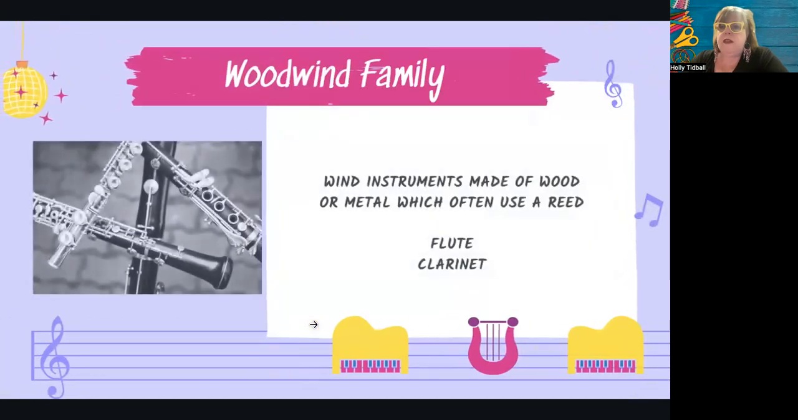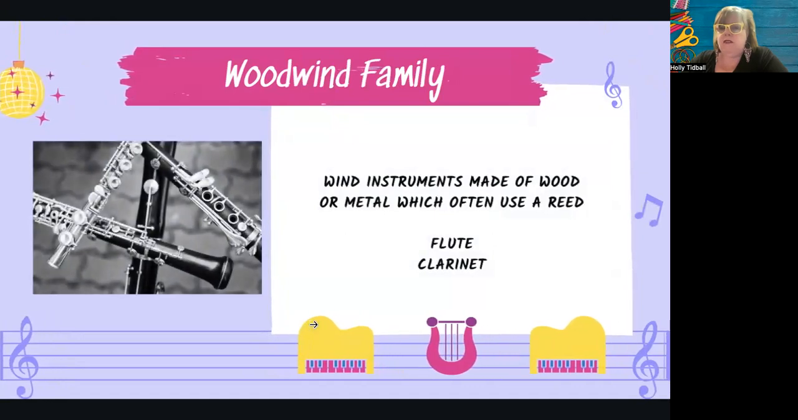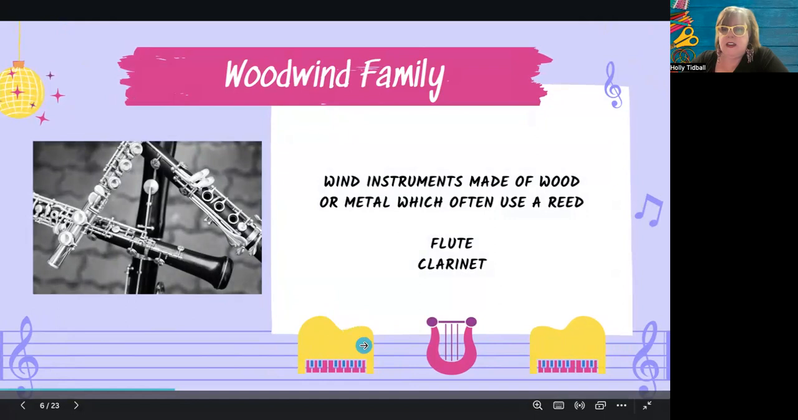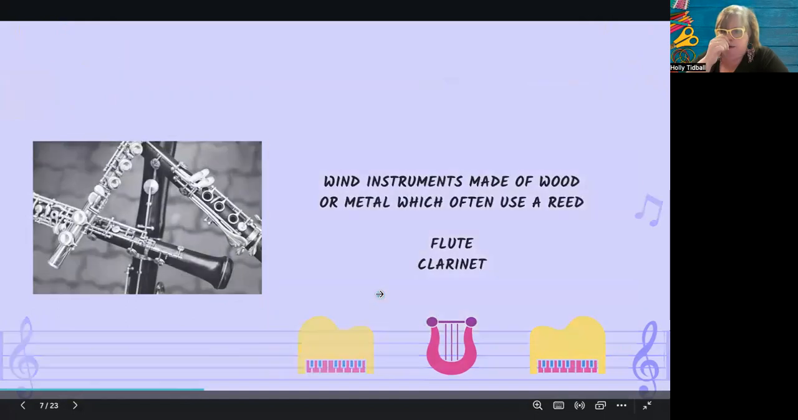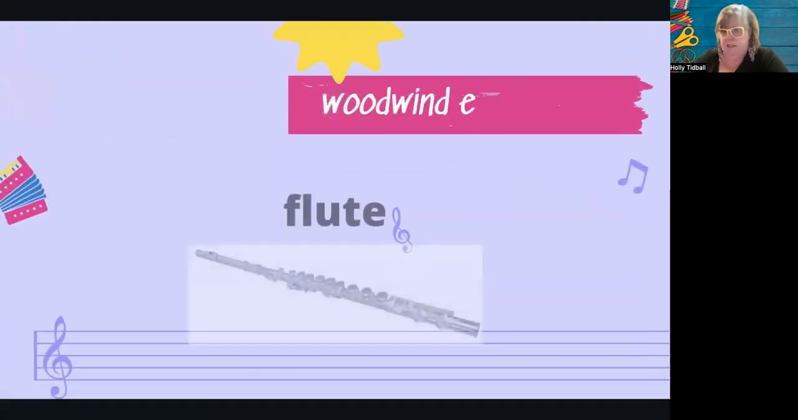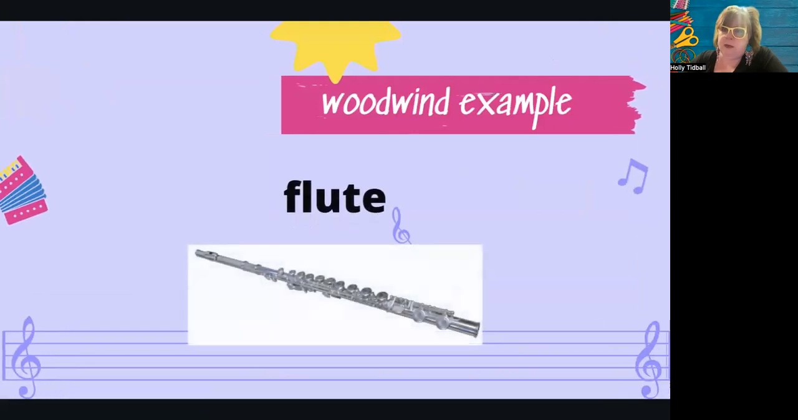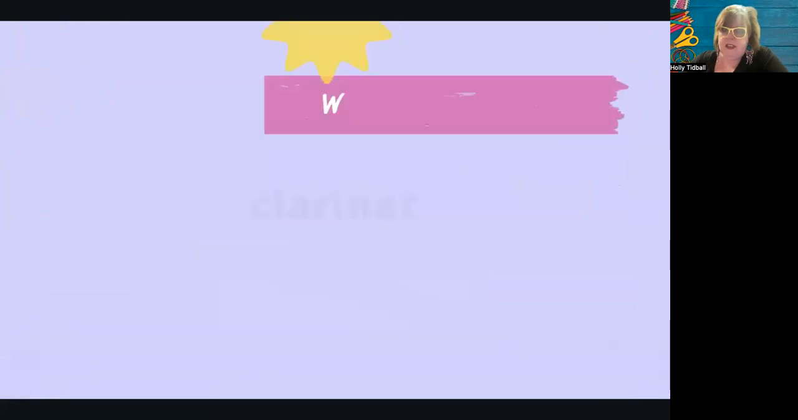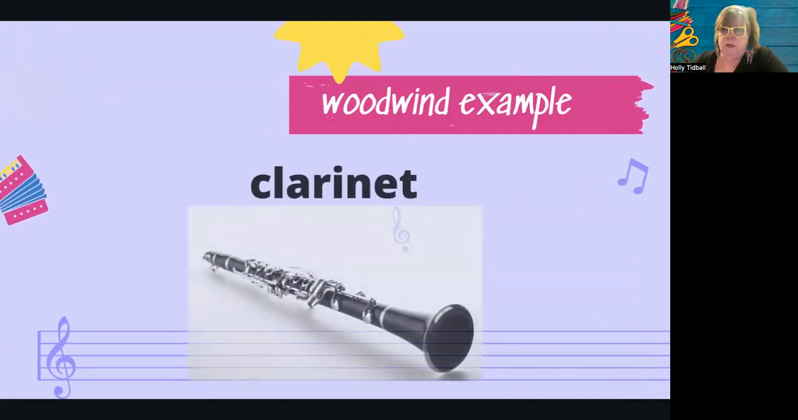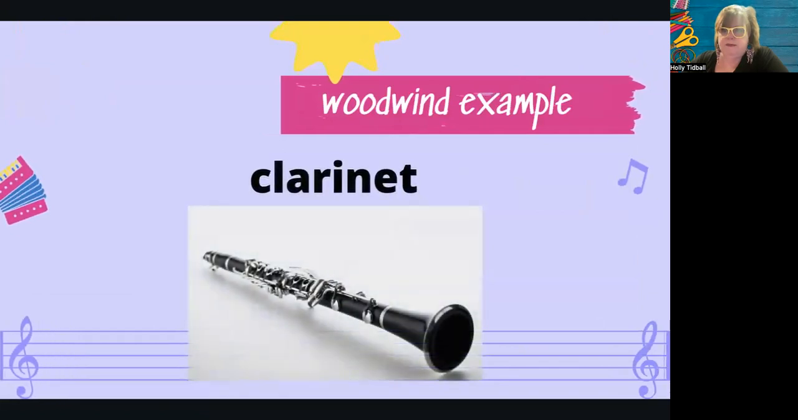The woodwind family are wind instruments made of wood or metal, which often use a reed. So let's look at some examples. The flute is a woodwind example. And the clarinet is a woodwind example.